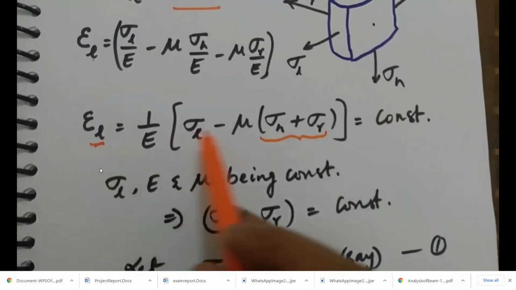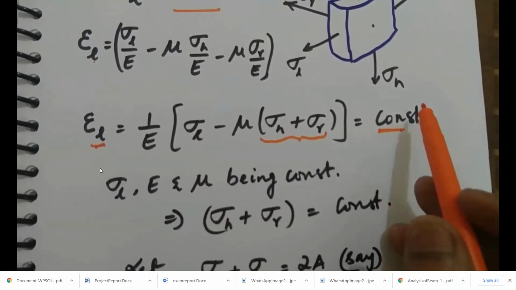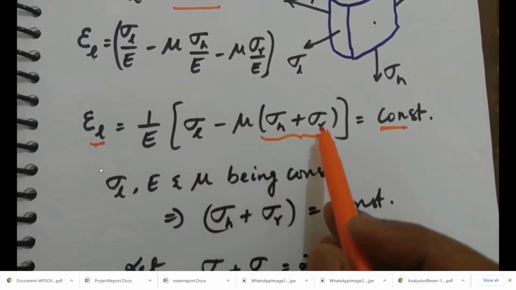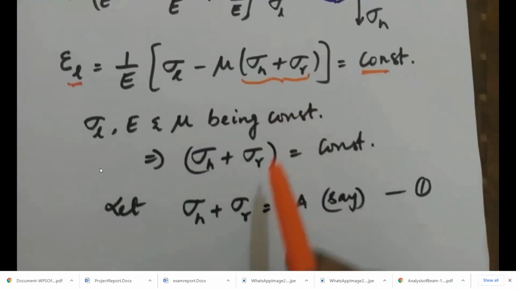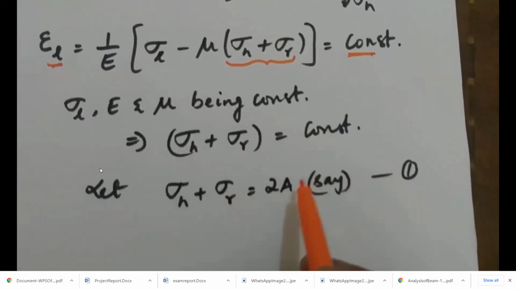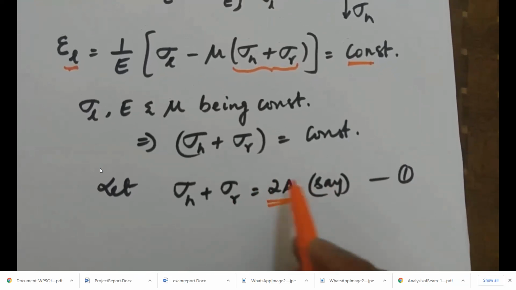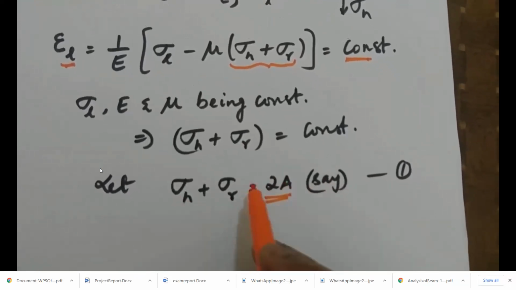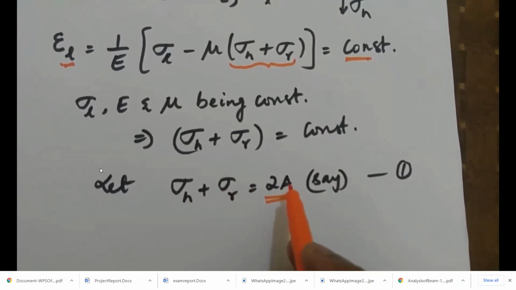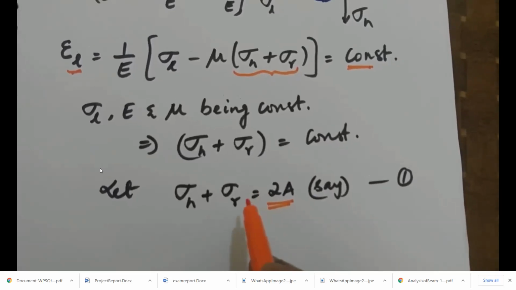Alright, since all these terms are amounting to a constant value and they are not dependent on the radius, it is imperative that the sum of sigma h and sigma r is also constant. So, therefore, we conclude sigma h plus sigma r is constant and we call it 2a, say. You can take it as any other term, but for the sake of mathematical ease, this has been equated to twice of a. This is equation number 1. We are going to make use of this equation in the next video.